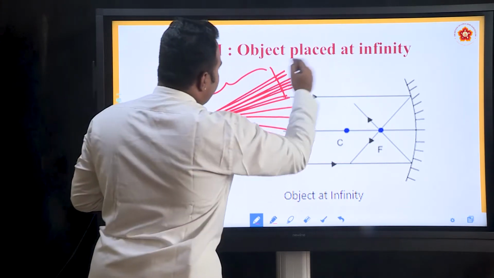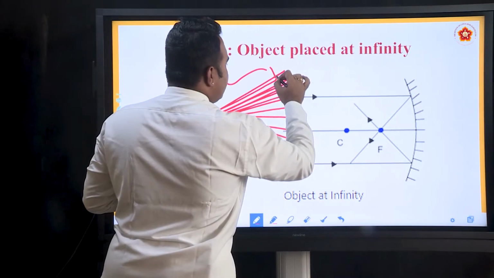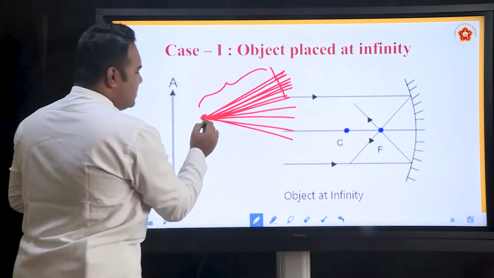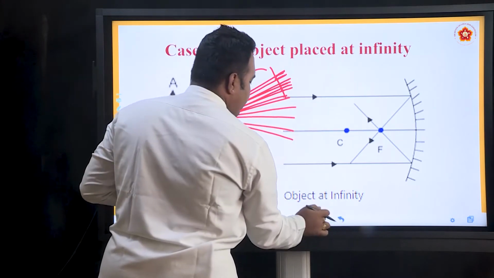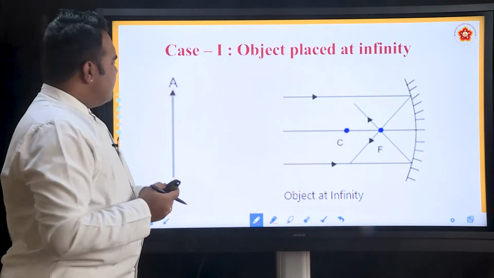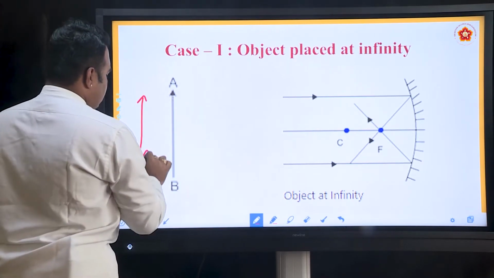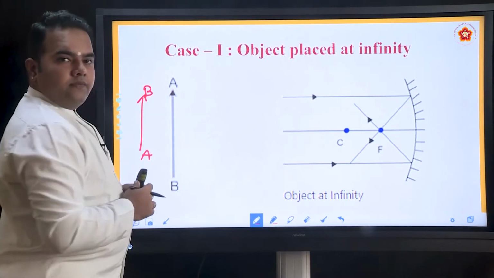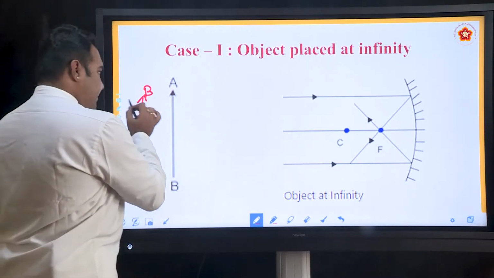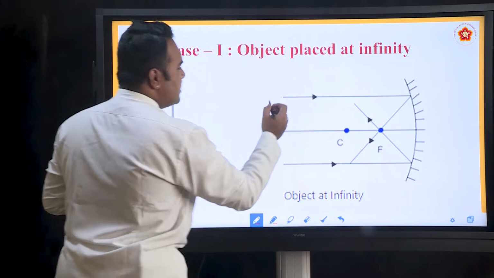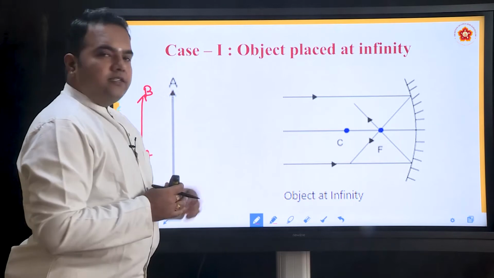But we see that after traveling a very large distance, we can never make out that these rays are emerging from a single point. It looks as if these are parallel rays of light that are coming. Now, using the same approximation, whenever the object AB is placed at infinity, we know that it emits rays of light in all directions, but after traveling quite a large distance, these appear to be parallel. So now, how do we construct the image?